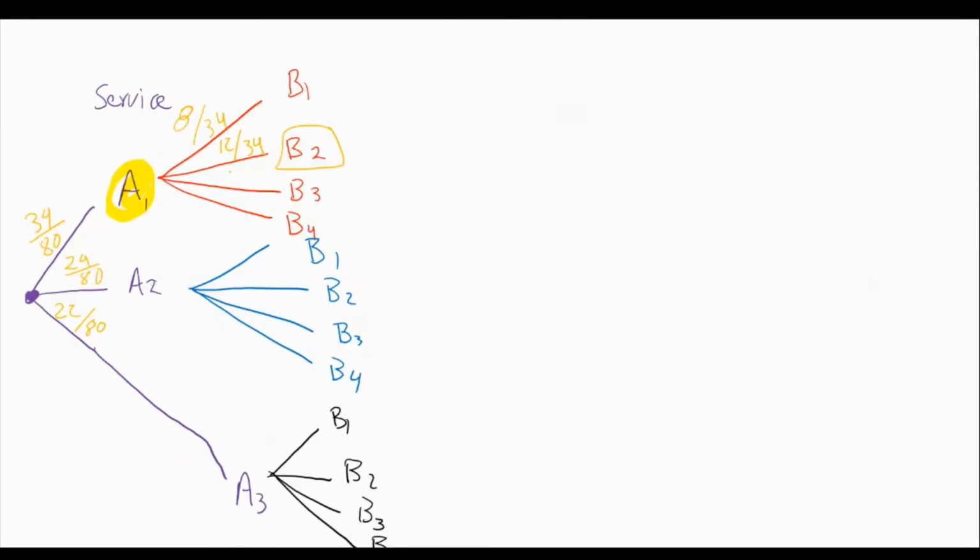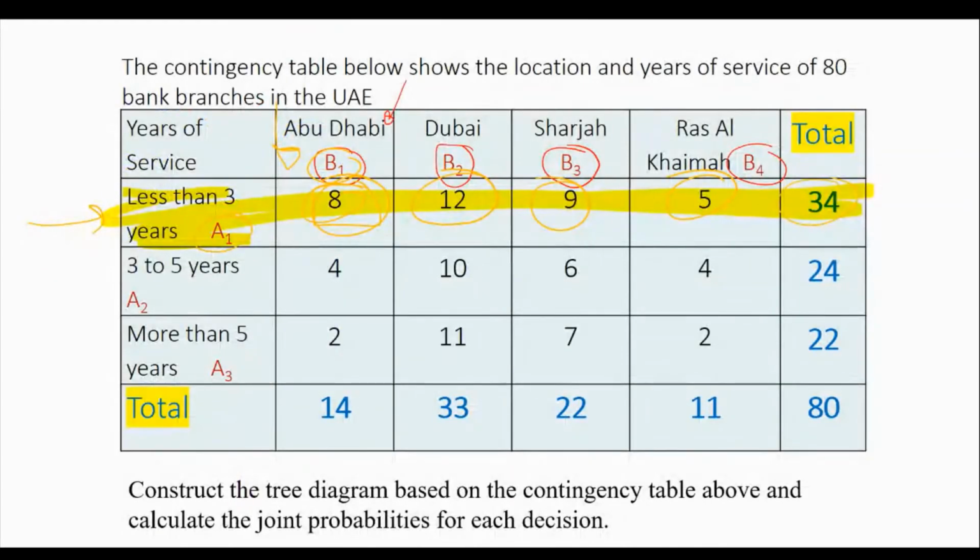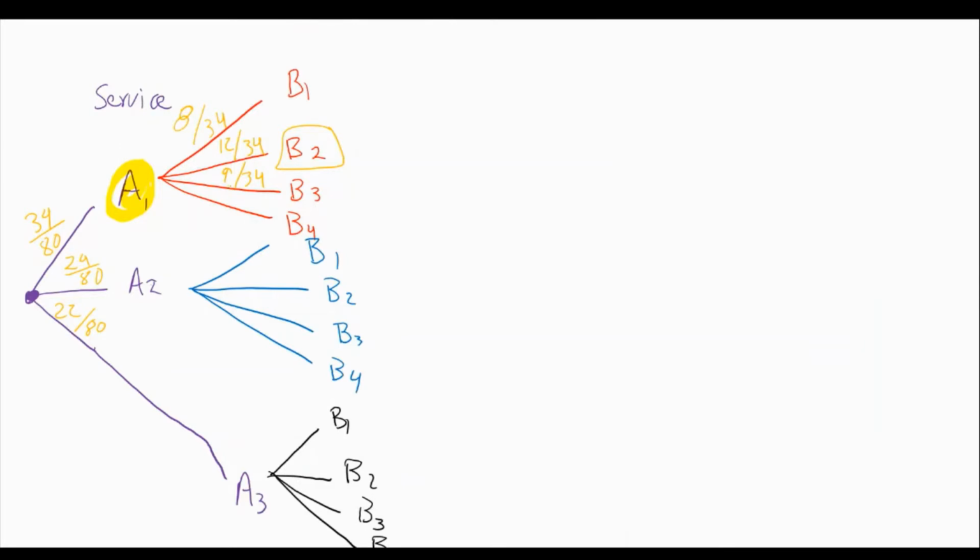B3 is 9 divided by 34. And B4 is 5 divided by 34. Now, if you add all the branches together, you have 34 plus 12 plus 9 plus 5. That will be equal to, if you add all of this here, you will have 34 divided by 34. Again, equals to 1.